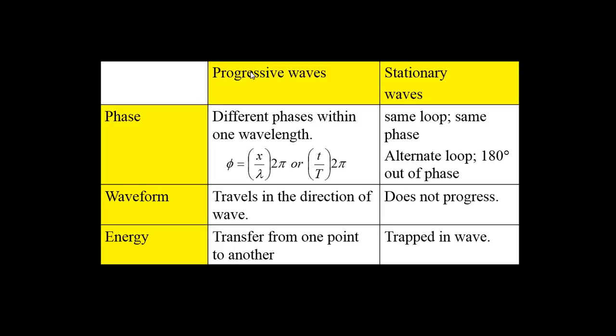Then for the waveform, in progressive waves the wave travels in the direction of the wave, but stationary waves do not progress. Energy for progressive waves is being transferred from one point to another, but for stationary waves it is being trapped in a wave.